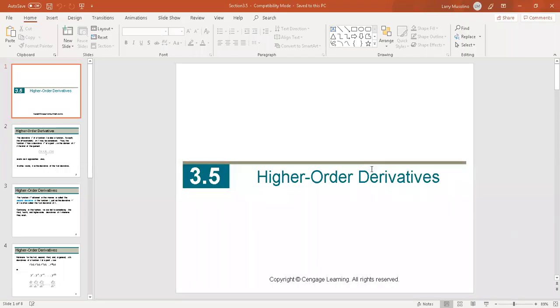I'm recording a video for Section 3.5. This has to do with higher order derivatives. So we've been talking about finding the derivative of a function. We started out with f of x, and we're able to calculate the derivative function. Remember, the derivative function is the slope of the tangent line to the function at a certain x value.